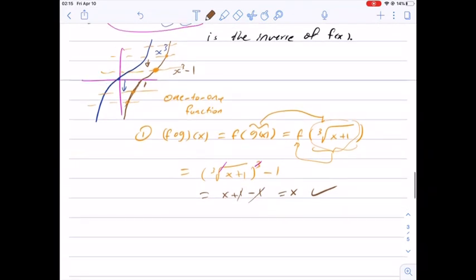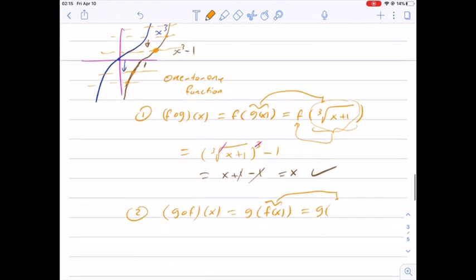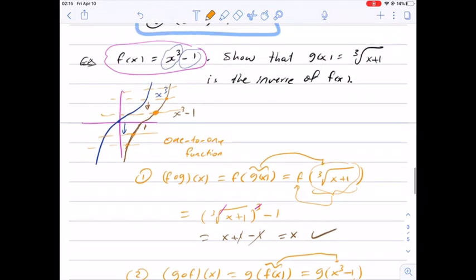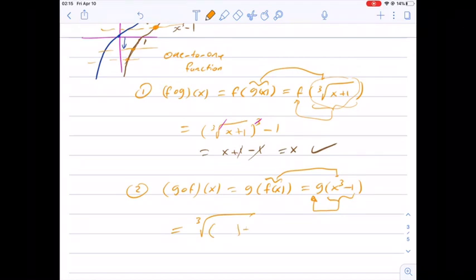Let's do the second condition. g circle f of x, or g compose f of x, or g after f of x. This is g of f of x. This is equal to g of what? f of x is x cubed minus 1. And then we substitute this into the function g. The function g is the cube root of x plus 1.